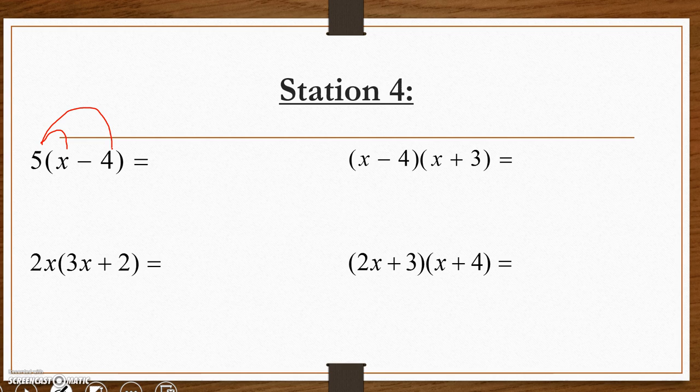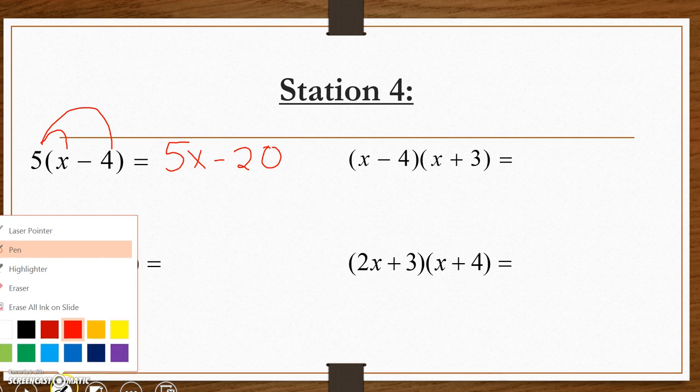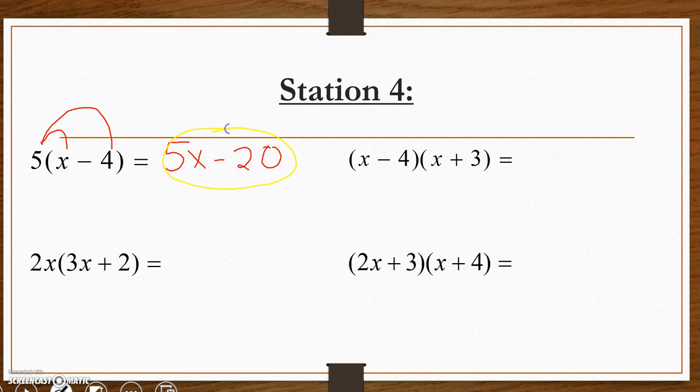So I do 5 times x, and 5 times x is just 5x. And then 5 times 4 is 20. Since there's a minus inside of the parentheses, I put a minus between those two. And that is your final answer.